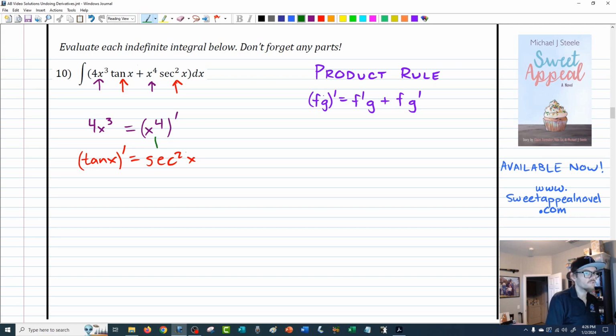If we look at those 2 pieces, we see x to the 4th and secant squared paired up right here. And on the flip side, if we look at the other one, we have 4x cubed and tangent of x. Those 2 are paired up right here. All of this is helping us sniff out the product rule.